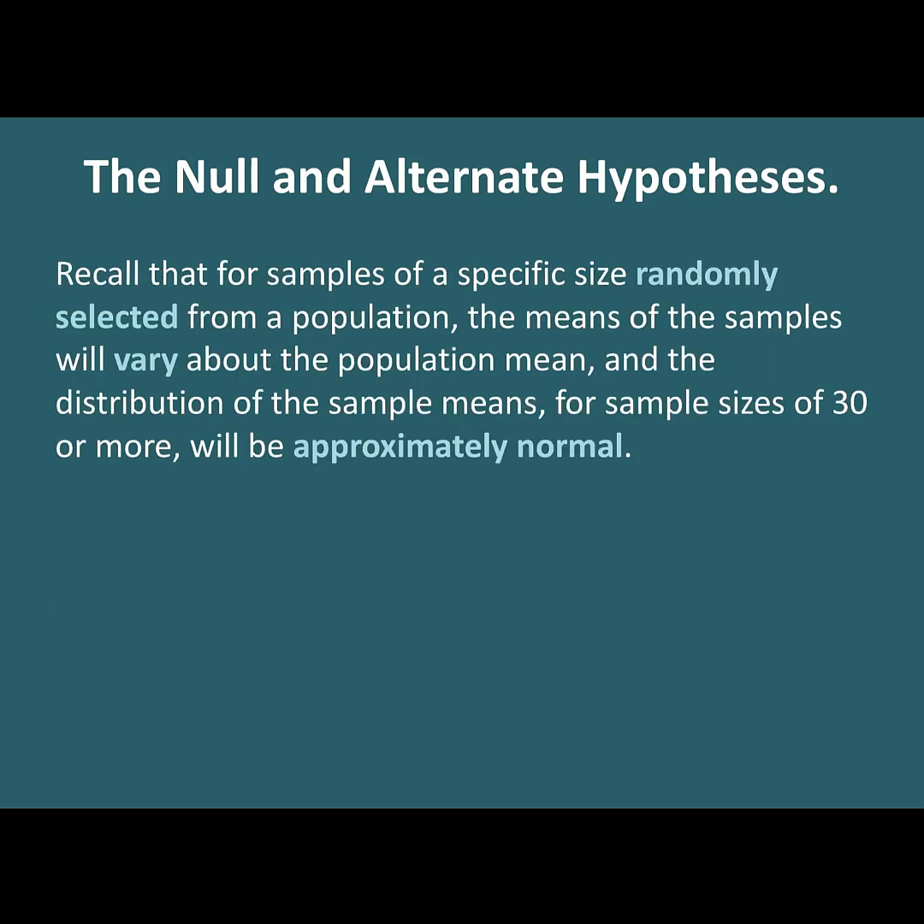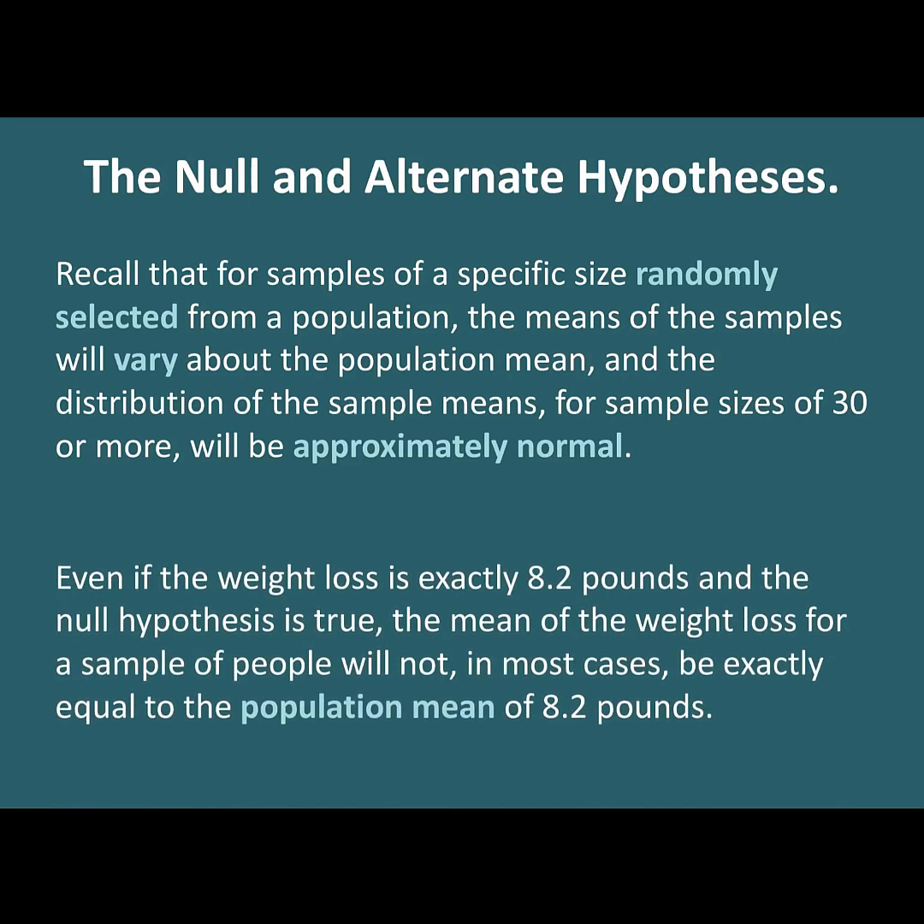Recall that for samples of a specific size randomly selected from a population, the means of the samples will vary about the population mean, and the distribution of the sample means for sample sizes of 30 or more will be approximately normal. Even if the weight loss from the previous example is exactly 8.2 pounds and the null hypothesis is true, the mean of the weight loss for the sample of people will not, in most cases, be exactly equal to the population mean of 8.2 pounds.